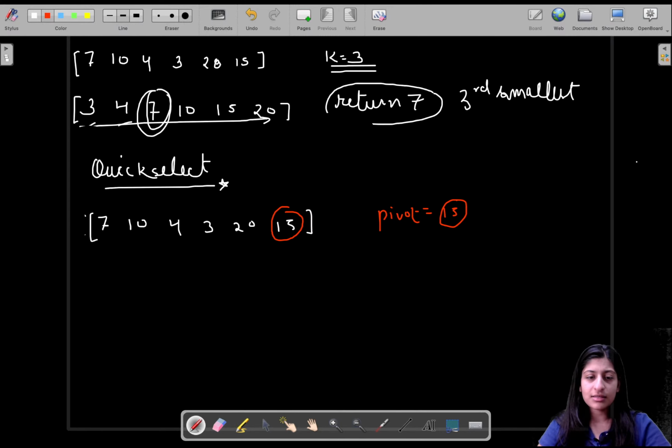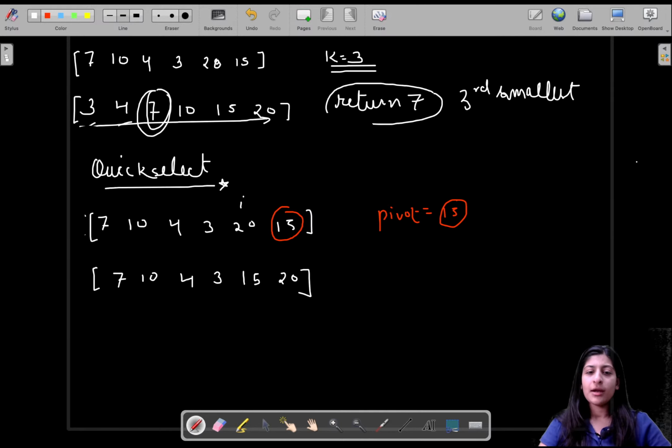So the array's condition would now look like this after the first partition. See, 7 is less than 15. This is how we do partition. I'm not going to go through every detail of how we did partition, because I would recommend you to go and understand it in the quick sort lecture. So here 7, then 10 is also less than 15, 4 is also less than 15, 3 is also less than 15, 20 is greater than 15. That's where our iteration of j will stop and i will be present here by the end of all iterations, and we will be swapping 15 with 20.